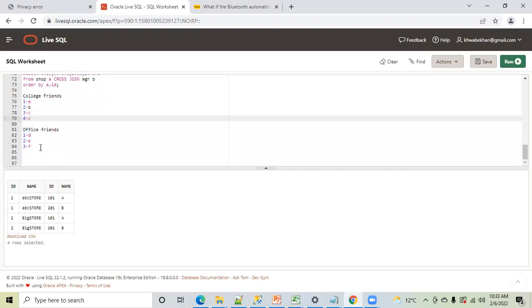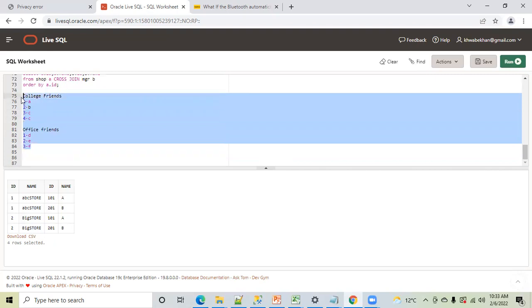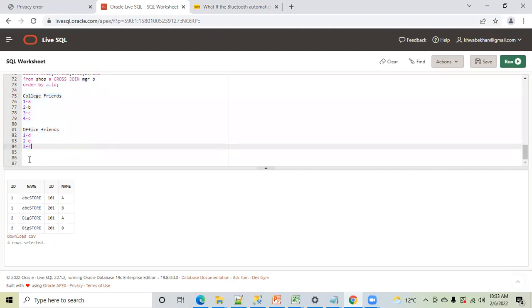Now suppose this is the data. Now I will tell you, tell me the one who is left out, who has not done any handshake. So which join you will use? Left join. Very good. You will use college left join office.